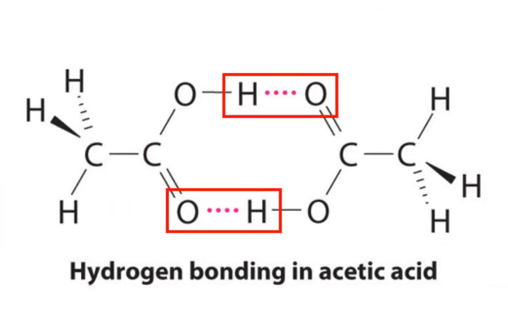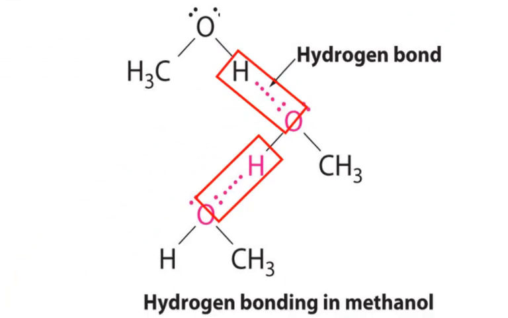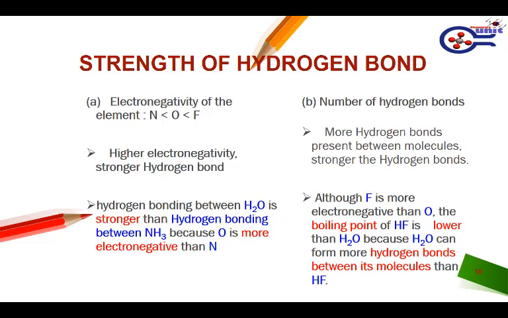The same goes for hydrogen bonds between acetic acid molecules. The hydrogen that is bonded to oxygen meets the oxygen of another acetic acid molecule and makes up hydrogen bonding. The same goes for hydrogen bonding in methanol, which is formed when a hydrogen atom bonded to oxygen meets the oxygen of another methanol molecule. Okay guys, we have almost finished discussing the hydrogen bond. Let's see how the strength of hydrogen bond is measured.